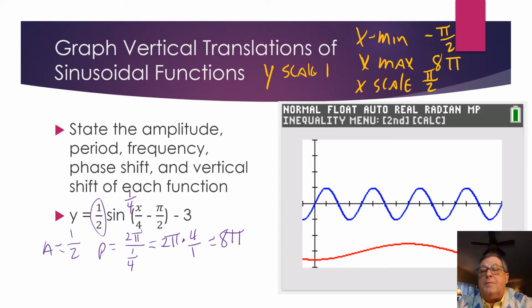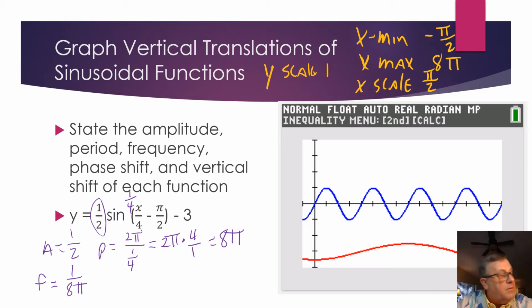And I opted not to change my x scale out to 16 pi because it would make that parent function look kind of busy. And so in my transformation, I only have a period graphed of just one period, 8 pi. Okay, so let's see here. Oh, frequency. Well, my frequency is just the reciprocal of the period, so it's 1 over 8 pi.